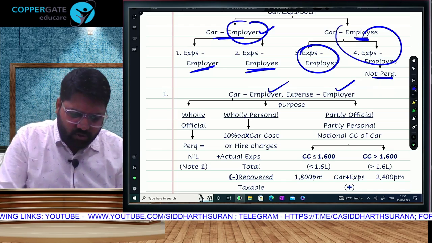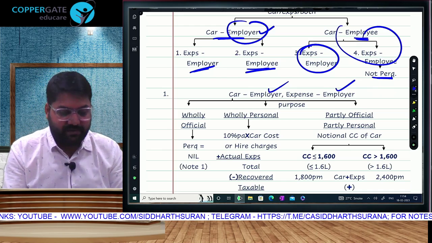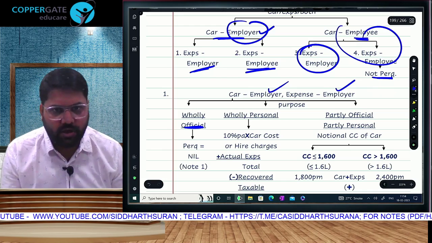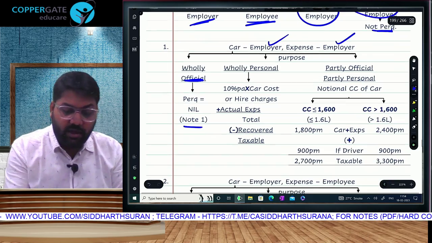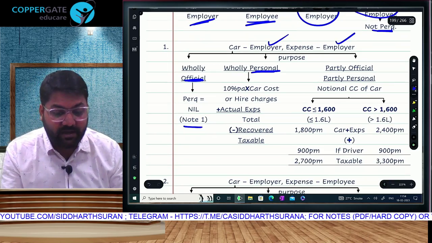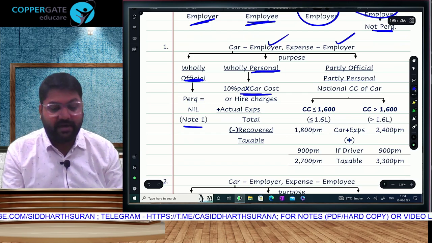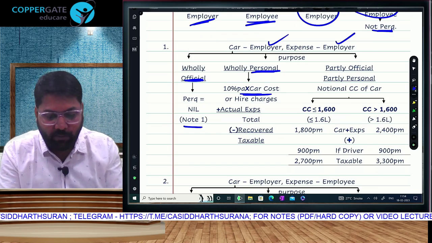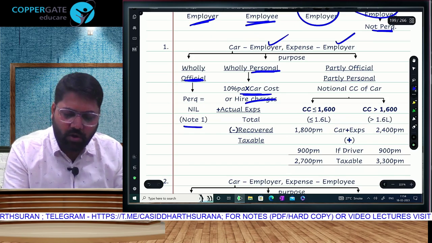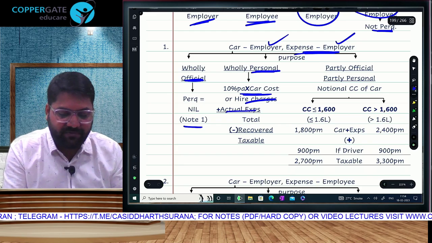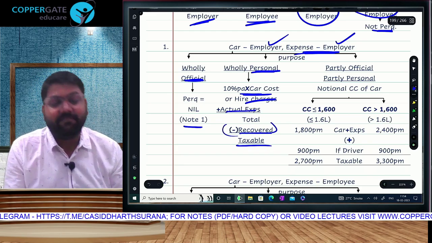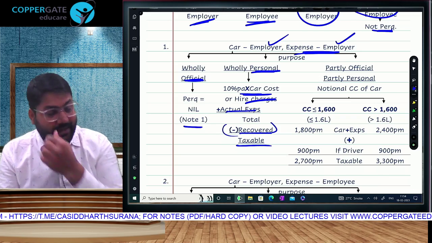If boss is giving you both, then also you will have to go and check purpose. If the purpose is only for official, then you are not getting any benefit, so no perquisite. If it is only personal, then everything is your benefit. So for car, we will take 10% per annum of cost if purchased, or if the boss has taken on rent, then higher charges, plus all the actual expense, because everything is your benefit, and in total, if you have paid anything, meaning any amount recovered, that will be taxable.